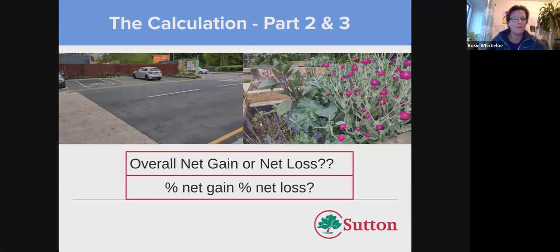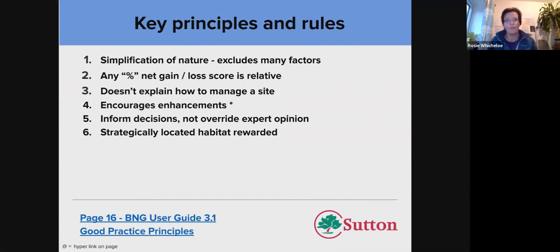So the good thing is numbers don't override meaning, and it's really good to see that the professional institutes and DEFRA go into a lot of detail, I mean a lot of detail, about all of the small words around how to deliver and implement biodiversity net gain in practice. And this is not an exhaustive list, and there's a lot more on those links as well.